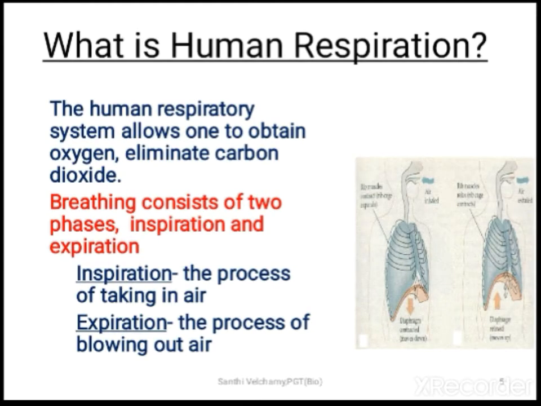So what is human respiration? In the human respiratory system, mainly to obtain oxygen, we have a special respiratory organ, the lungs. In our body, breathing consists of two main phases: inspiration and expiration, that is, inhalation and exhalation. Inhalation, the process of taking in air, is called inspiration. Expiration, that is exhalation, is the process of blowing out air.